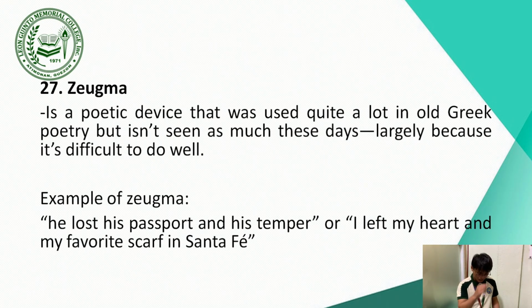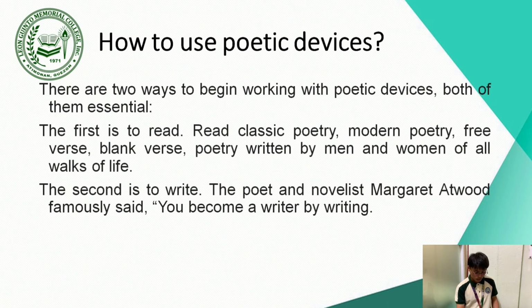So examples of it are "he lost his passport and his temper," or "I left my heart and my favorite scarf in Santa Fe." These are two instances where the verb is used in both literal and figurative ways. Okay? So how to use poetic devices? Seeing the range of word-level tools available to you as a writer can be both exciting and a little overwhelming. As you can see, the 26 unassuming little letters of the English language carry within them a world of possibility. The poet just needs to know how to make them dance.